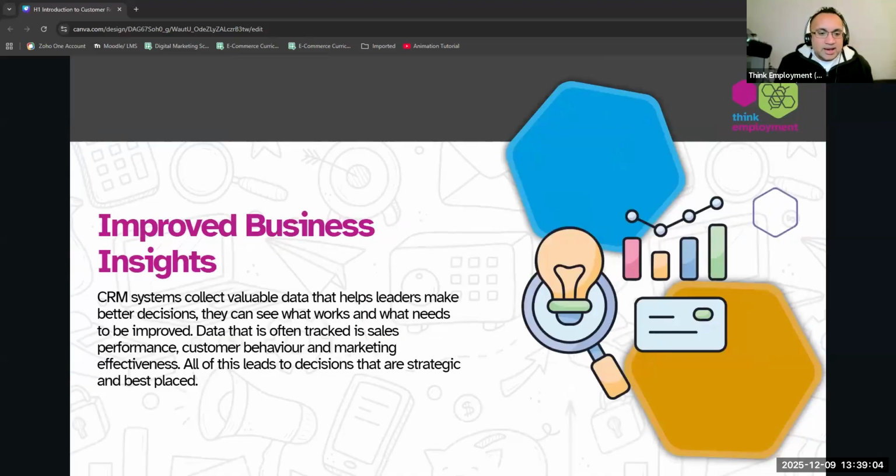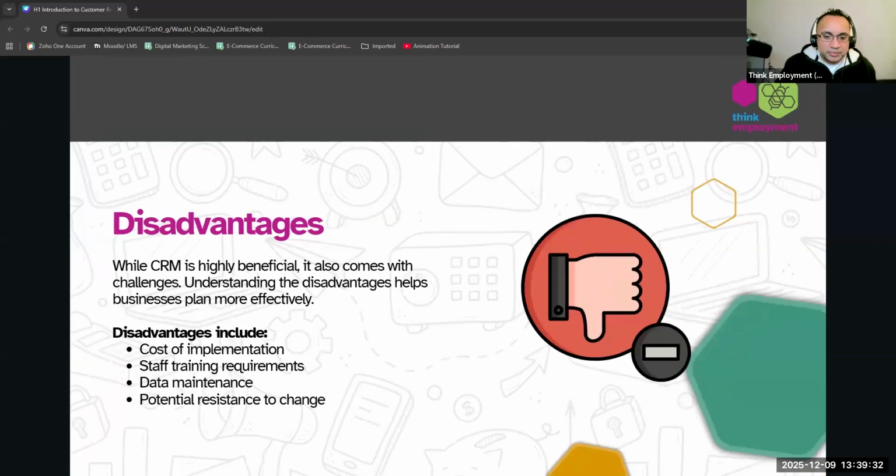So talked about analytics. So a CRM will allow you to see all the data, track the data, the performance, see the places where you're basically losing time or money, and then correct that, basically provide a more effective service. And all this leads to basically decisions that are strategic and best placed. They're not guessed. Okay, so you're making decisions based on real data.